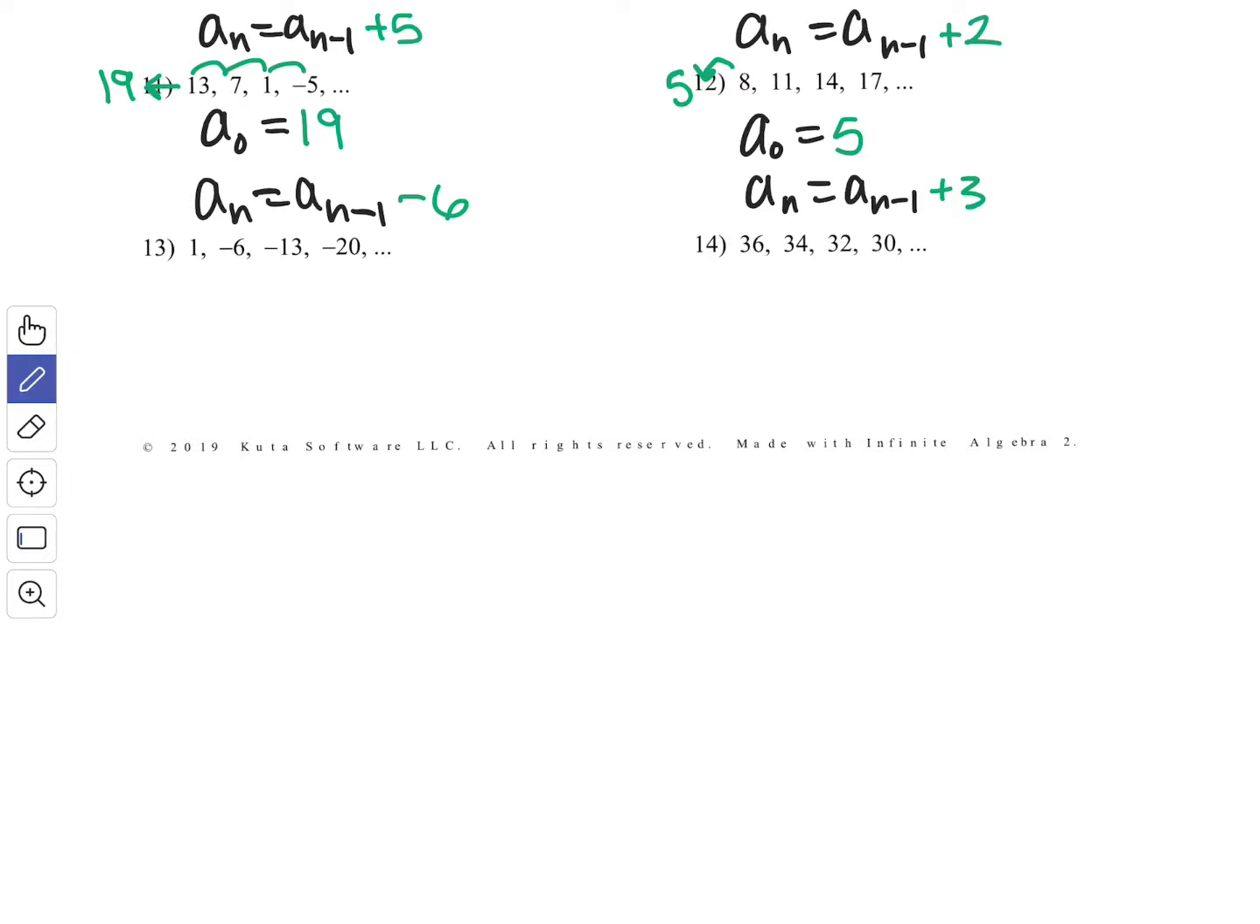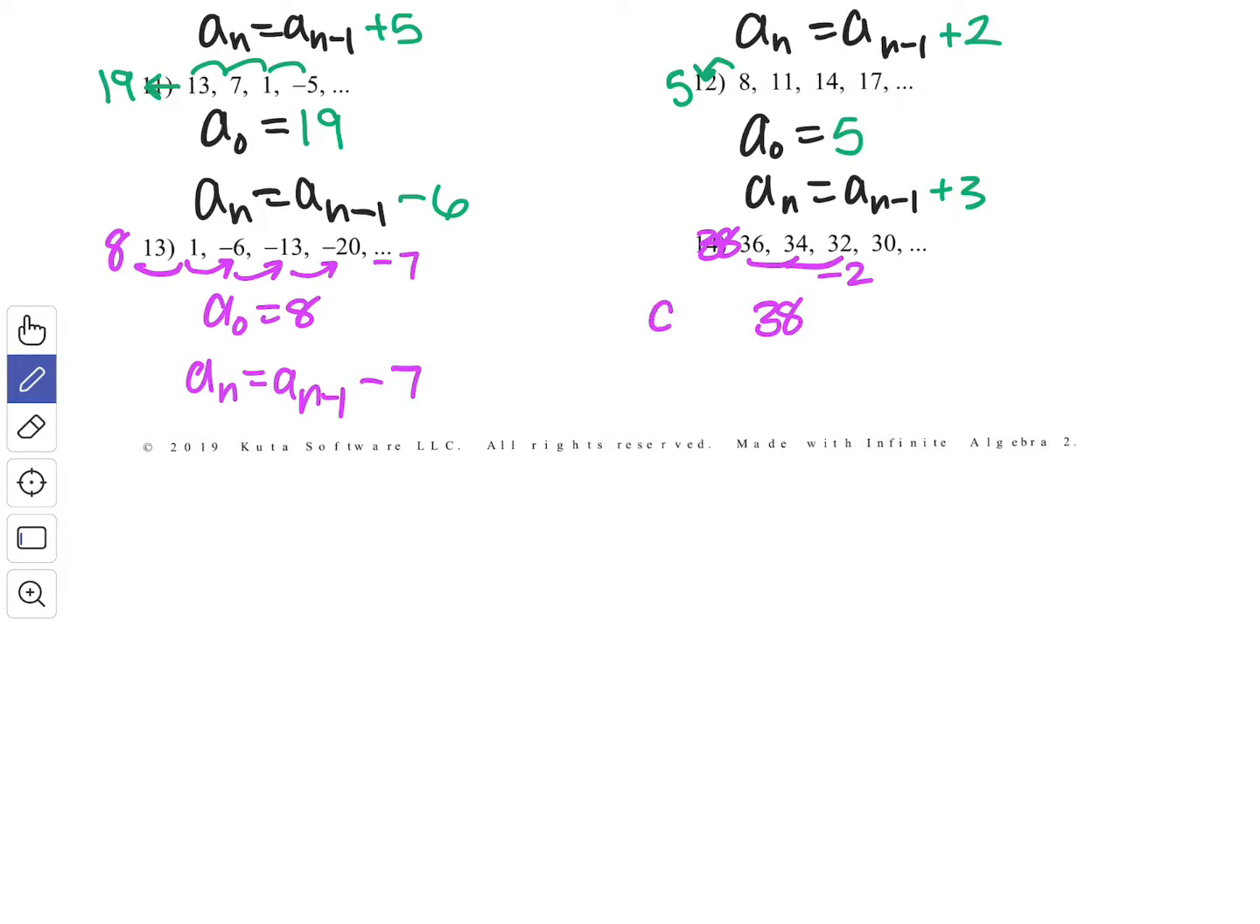So again, remember that we always do those same pieces. 1 to negative 6 to negative 13 to negative 20, we're subtracting 7 each time. So going back, it would start at 8. So a sub 0 equals 8. A sub n equals a sub n minus 1 minus 7. And the last one, we are subtracting 2 each time. So going back, that would be 38. So 38 is a sub 0. A sub n equals a sub n minus 1 minus 2.